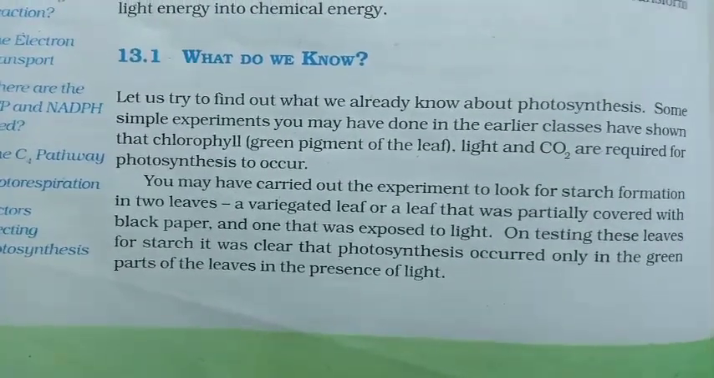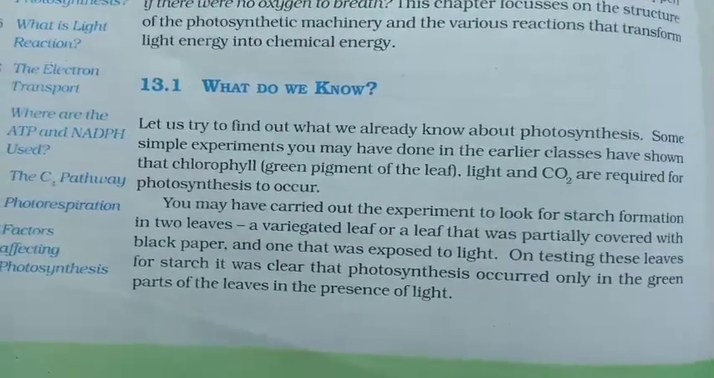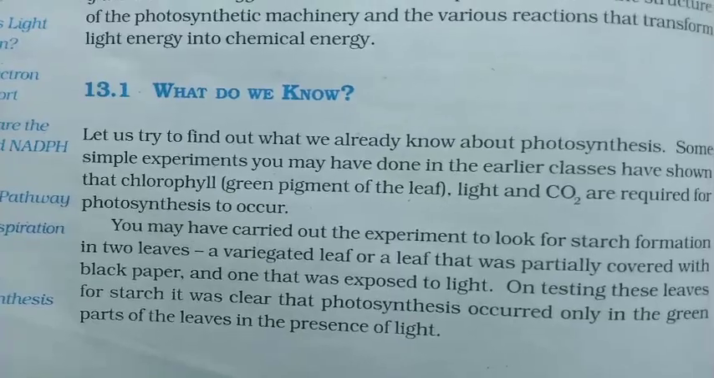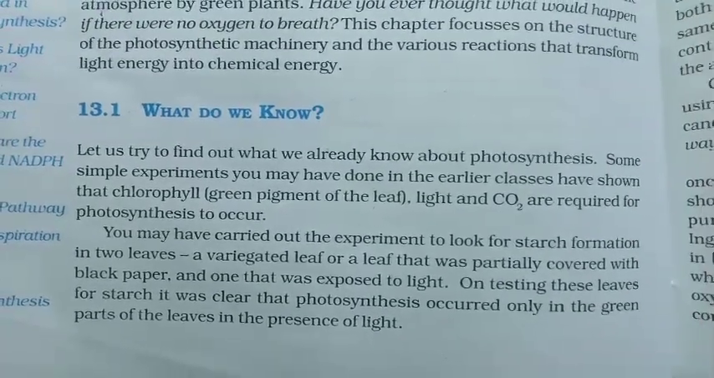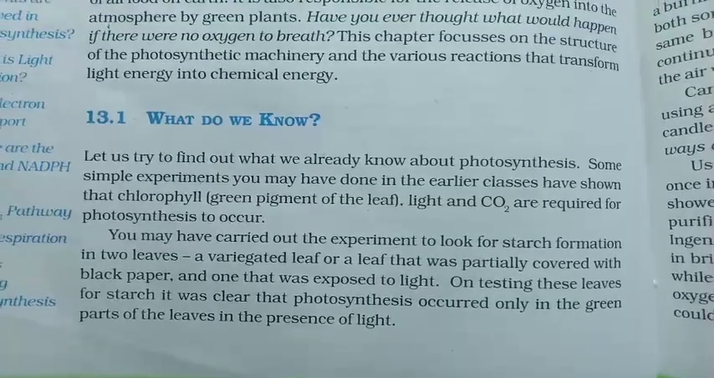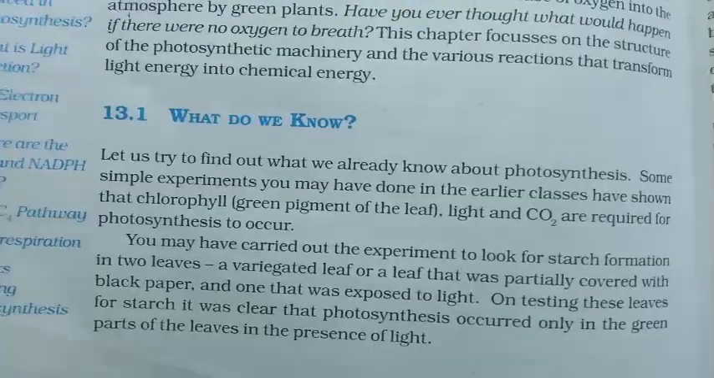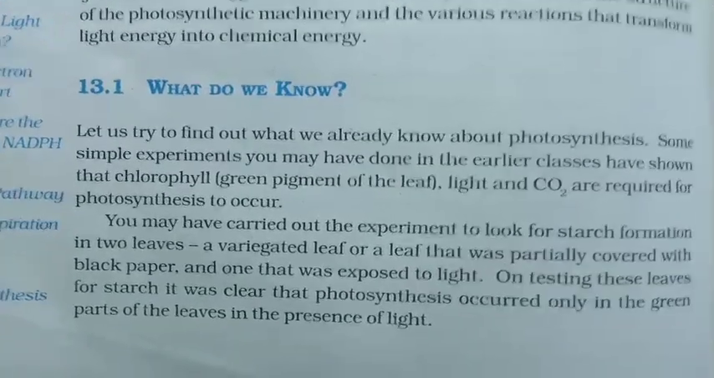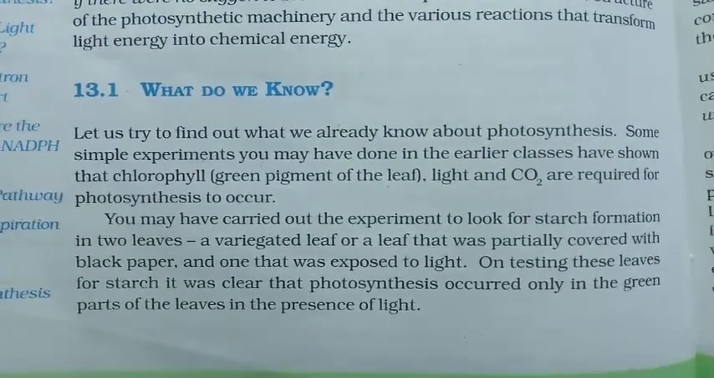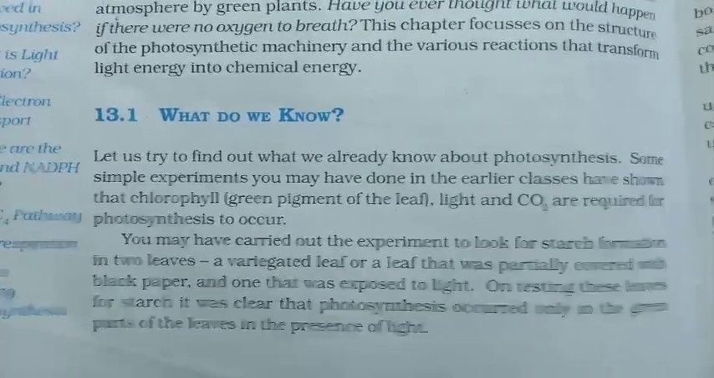You may have carried out an experiment to look for starch formation in two leaves, a variegated leaf or a leaf that was partially covered with black paper, and one that was exposed to light. On testing these leaves for starch, it was clear that photosynthesis occurred only in the green parts of the leaves in the presence of light.